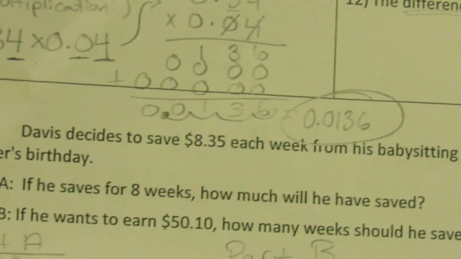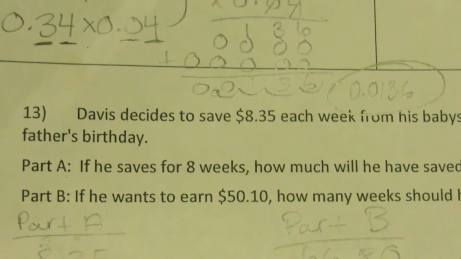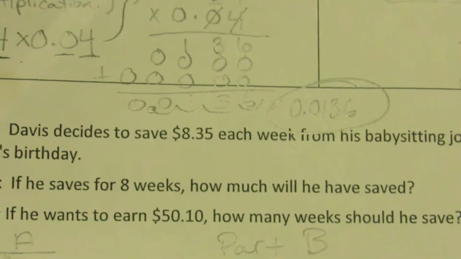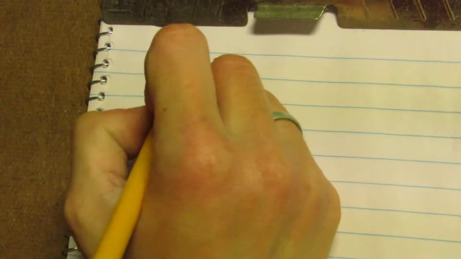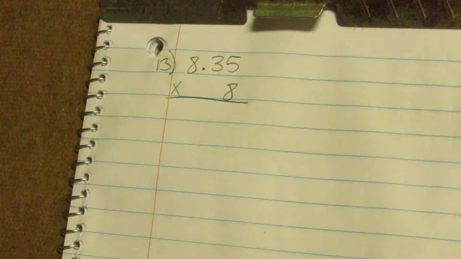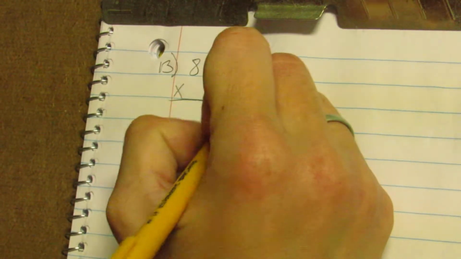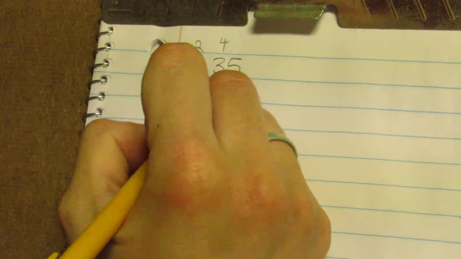So let's multiply these two numbers together, because it is a multiplication. He saves for 8 weeks and he makes $8.35 each week. So let's go ahead and set that up. $8.35 a week, and he saves for 8 weeks. So 5 times 8 gives me 40. 8 times 3 is 24, plus my 4 is 28. 8 times 8 is 64, plus 2 is 66.